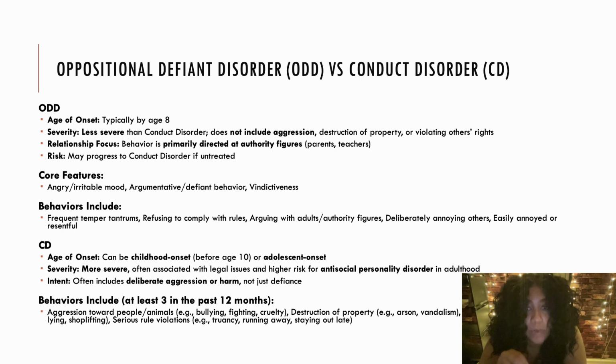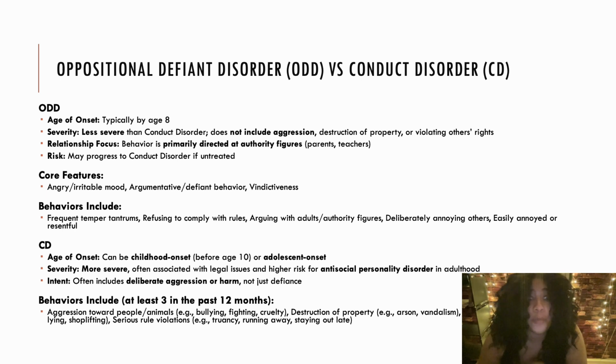There's an age that you have to pay attention to. Sometimes in the diagnosis, you have to pay attention to the ages that are being included, because that will tell you if that person can be diagnosed with that or not, right? CD, conduct disorder, it's more severe, right? Legal issues, right? At risk for having what? ASPD, antisocial personality disorder in adulthood, right?